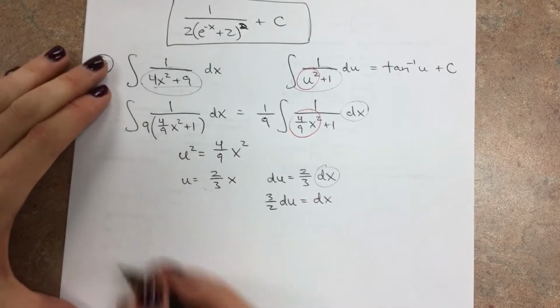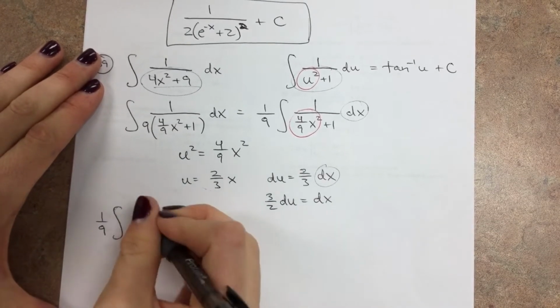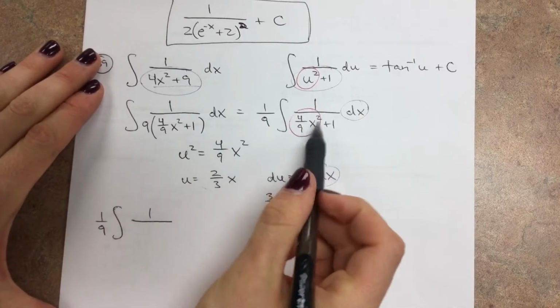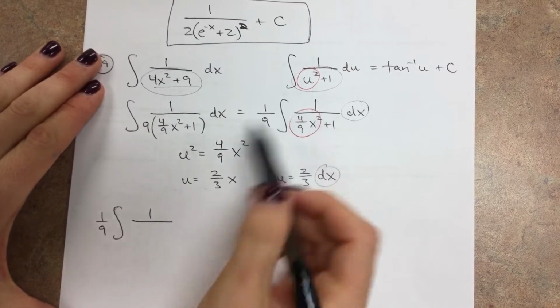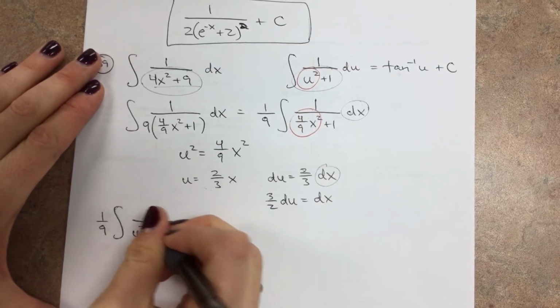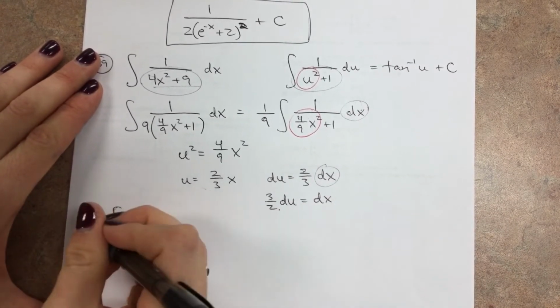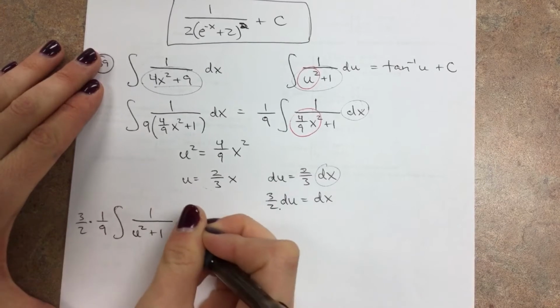Okay, so let's make all these substitutions. So I had the 1/9 out front already. I have 1 over this 4/9 x squared, which is going to be replaced with a u squared. This is already a +1, so that was fine. And then my dx, according to this, is going to get swapped with a 3/2 du.